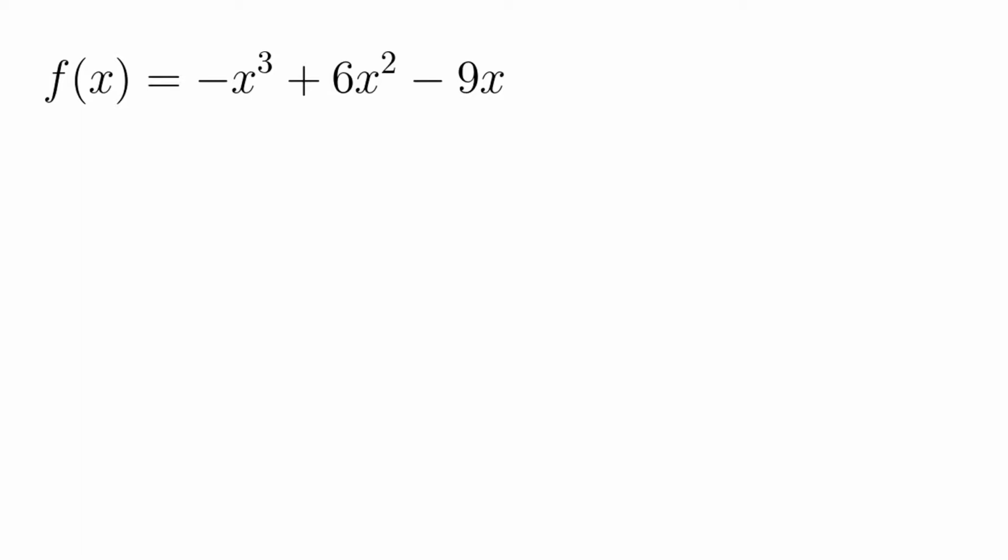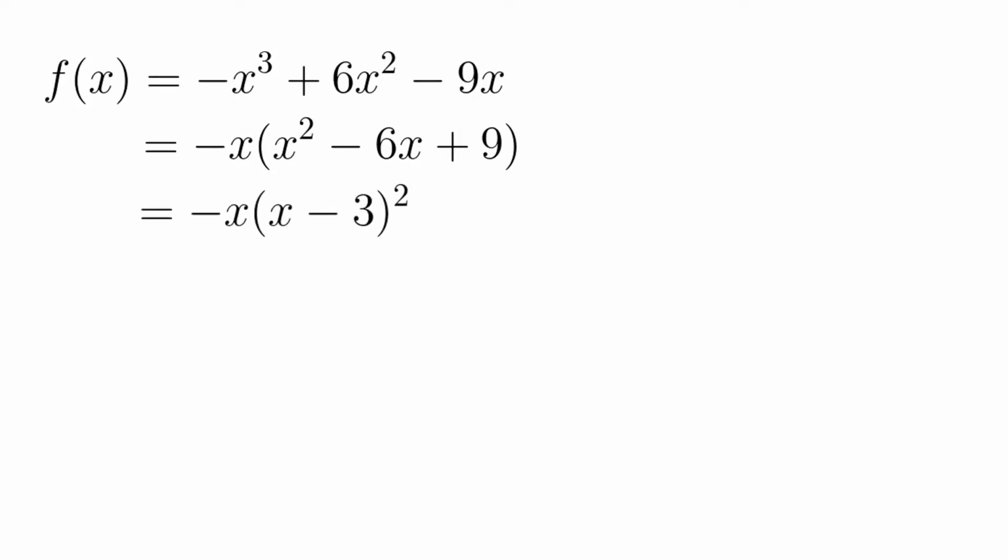For this, it is pretty straightforward. Since this is a power function, we can factor it to find the x-intercepts. Firstly, we can factor out the negative x from each of the terms since that is a common factor. As a result, we have x as one of our factors, and then a quadratic that we can factor further. Since this is a perfect square, this would be equal to x minus 3 squared.